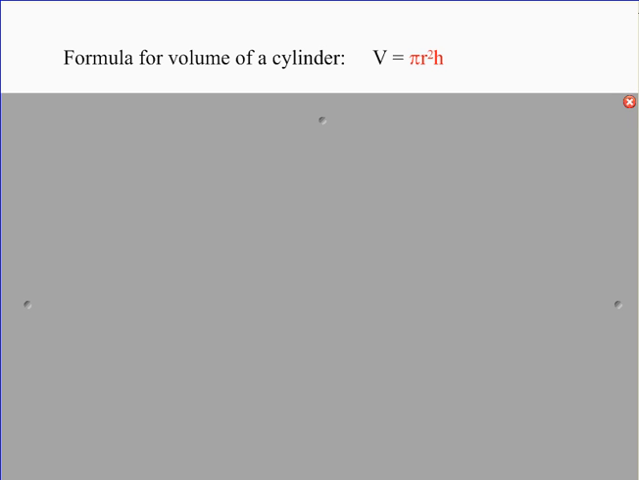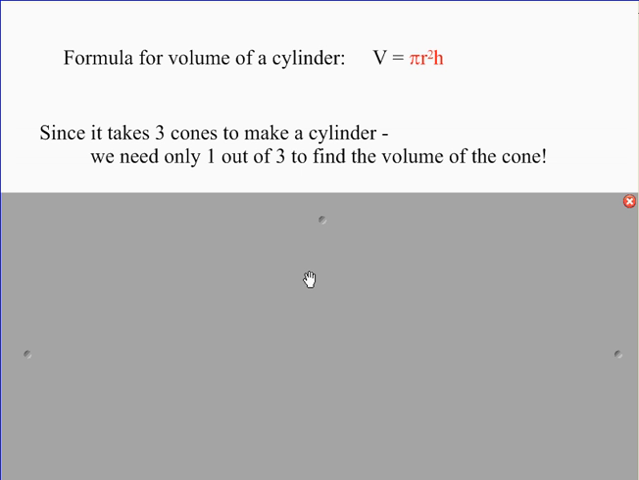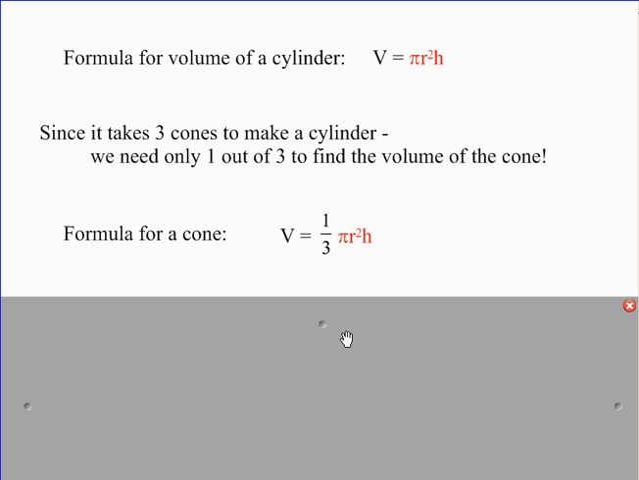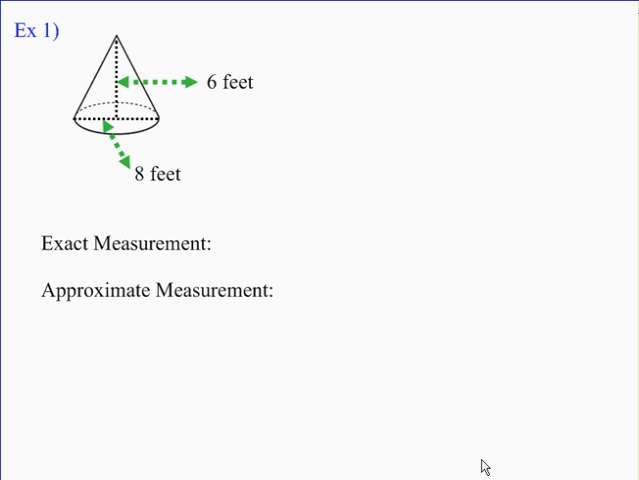We know that the volume formula for the cylinder is pi r squared h. And so since it takes 3 cones to make a cylinder, we need only 1 out of 3 to find the volume of the cone. So basically, we need 1/3 of the cylinder. So that's where 1/3 pi r squared h comes from. So let's use this idea and help us put together one problem and see how the volume formula works.